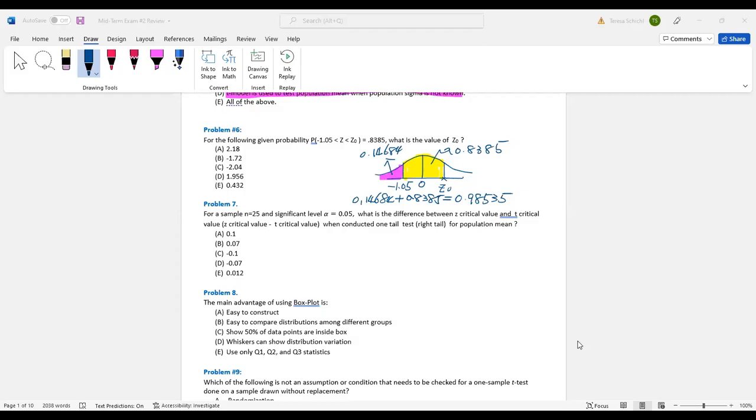Let's go back here. So we find out Z0 is 2.1794. Which one is the closest one here? It's 2.18. So the answer is A.